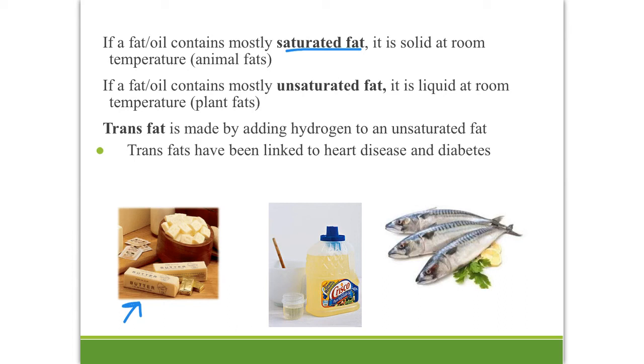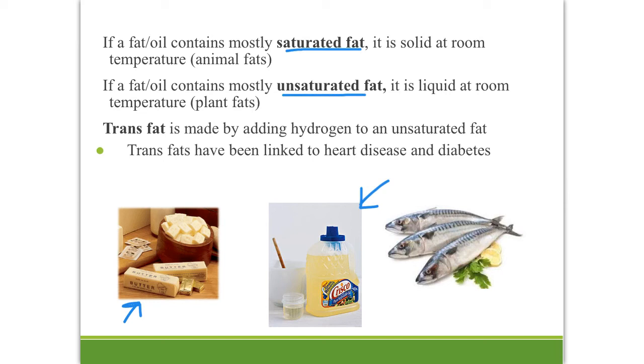And then if a fat or oil contains mostly unsaturated fat, then it will basically be liquid at room temperature, and these tend to be primarily our plant fats. So we've got a bottle of vegetable oil here. It's probably soybean oil, potentially safflower, corn oil, or canola oil. Those are all plant fat oils.